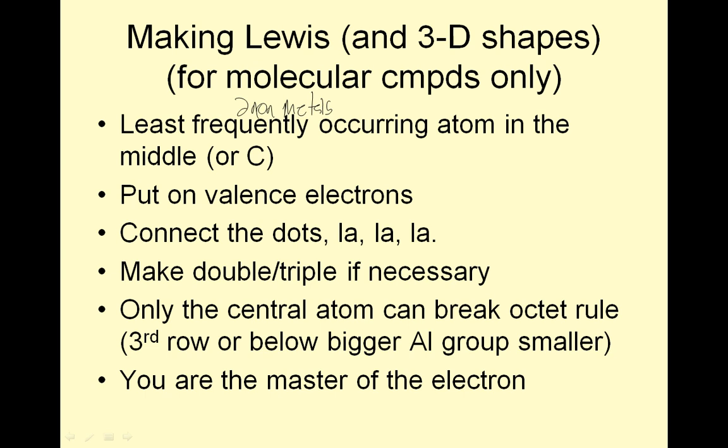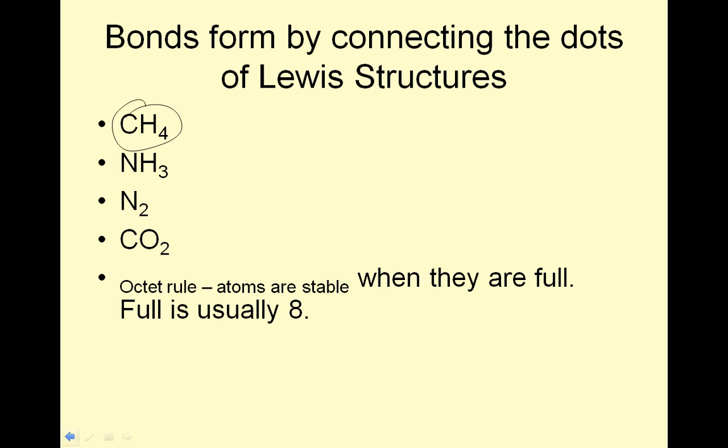If it's in the third row of the periodic table or bigger, it can have more than 8. If it's in the aluminum group, it can have fewer than 8. And you are the master of the electrons, meaning you can put them anywhere you want to.